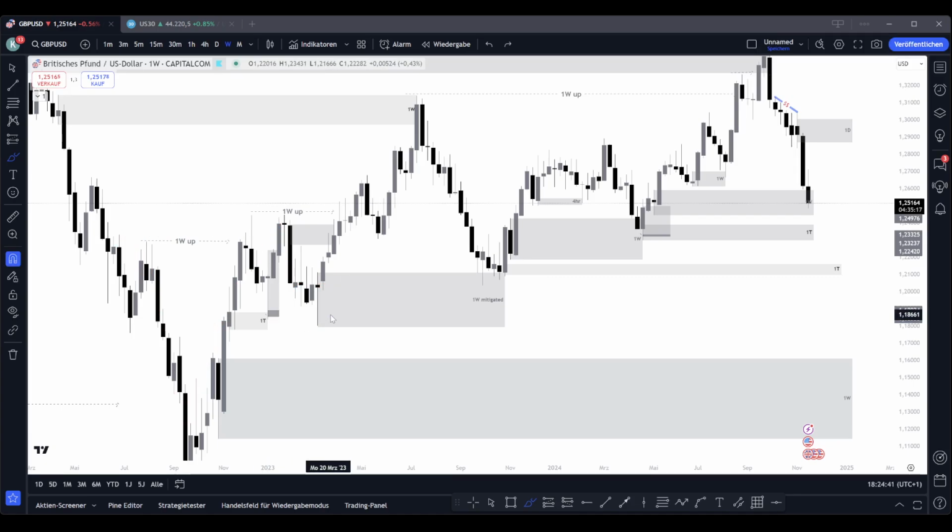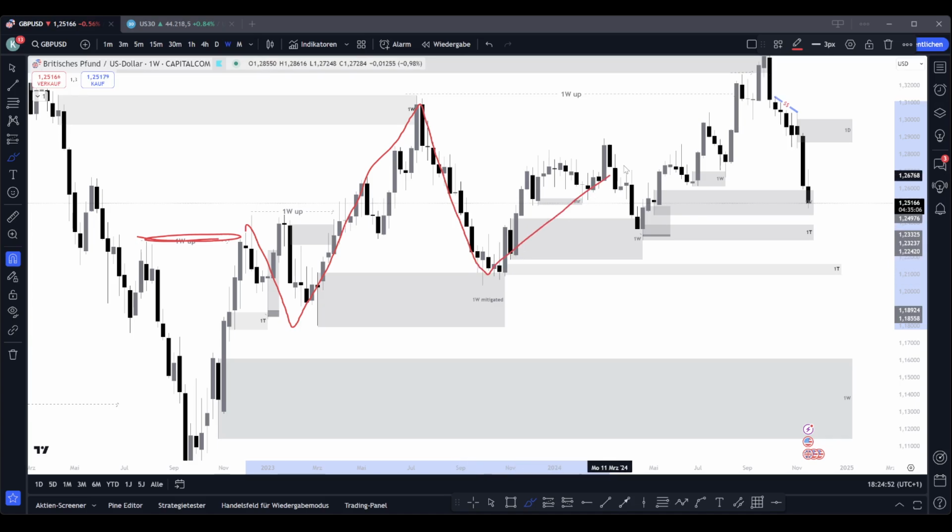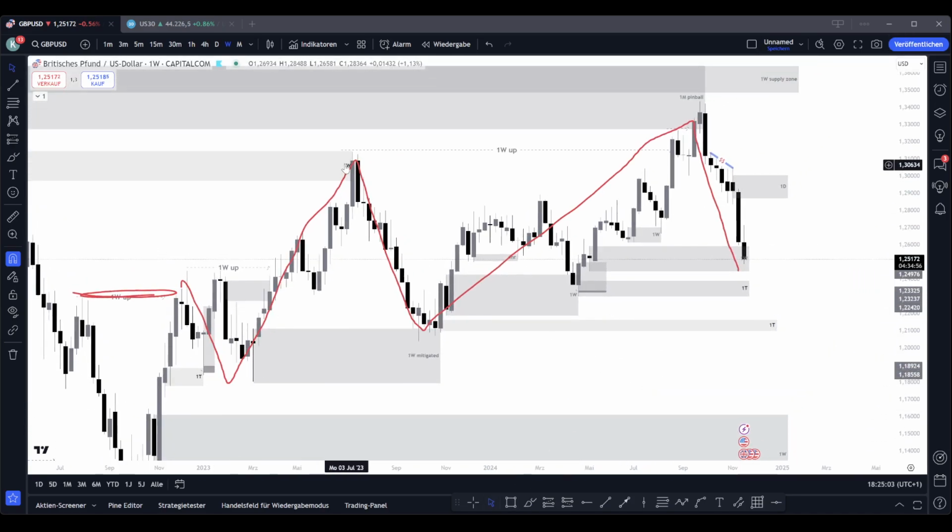So let me try to explain. Structure was broken here to the upside, and created this low, which went to create this high, which went to create this lower low, which broke structure to create this higher high. And it has come down now to create another lower low. So there's another possibility that price might continue to create structure like this to go to the upside.